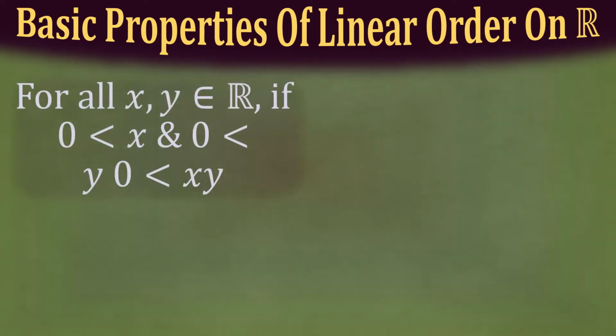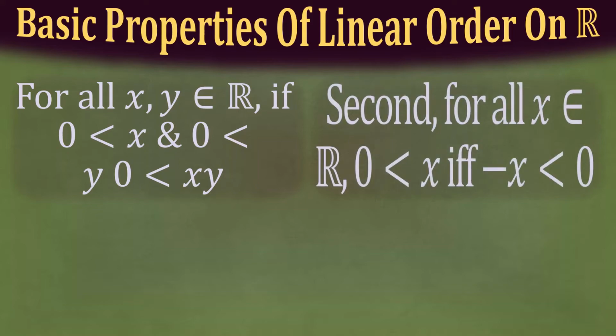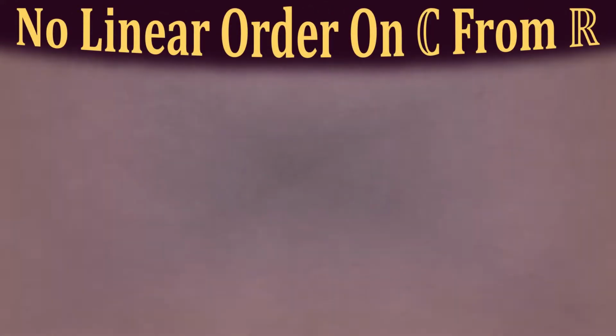Next, let's recall some basic properties of the normal linear order on the real numbers. First, for all x and y in R, if x is greater than 0, and y is greater than 0, then x times y is also greater than 0. Second, for all x in the real numbers, we have that x is greater than 0 if and only if minus x is less than 0. Hence, there is no linear order on C which extends from the real numbers.